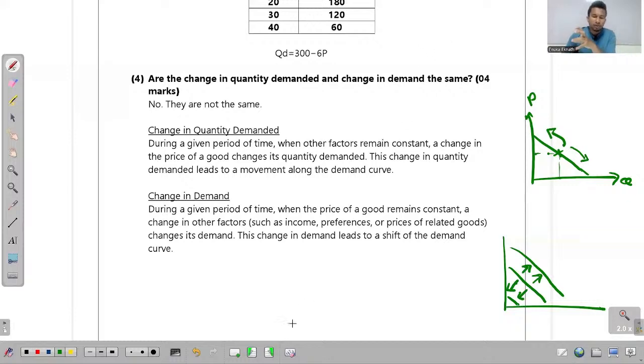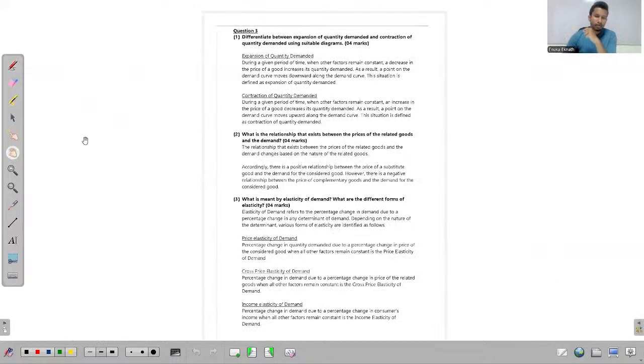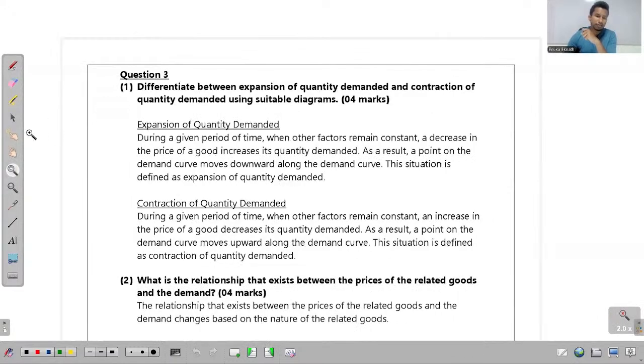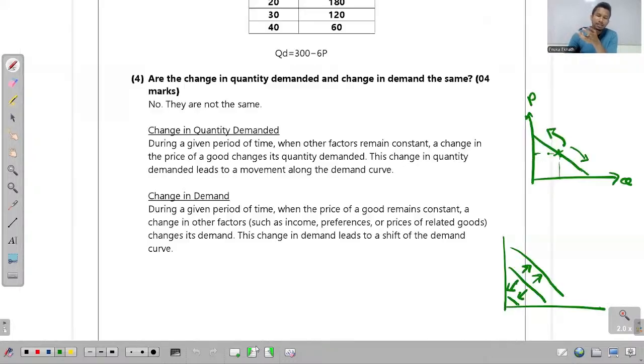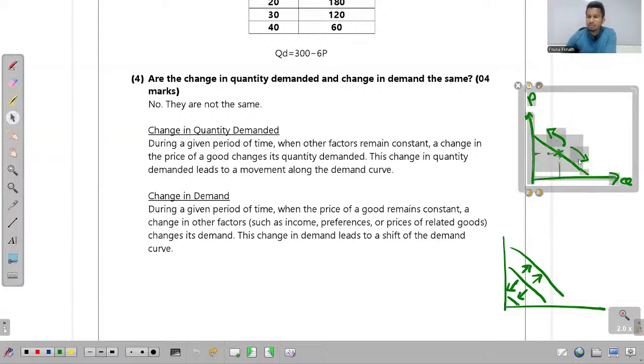Right. Now we will move to the next question. Question 3, part 1. Differentiate between expansion of quantity demanded and contraction of quantity demanded using suitable diagrams. So this we have already explained under the previous question 4. We have explained the same thing. I told you here that when the quantity demanded changes, a point on the demand curve moves maybe upwards or downwards, and that we recognize as contraction of demand, or we recognize that as an expansion in quantity demanded.